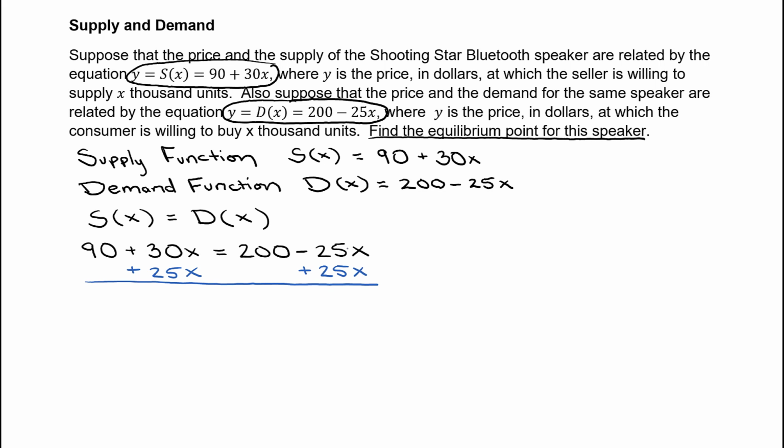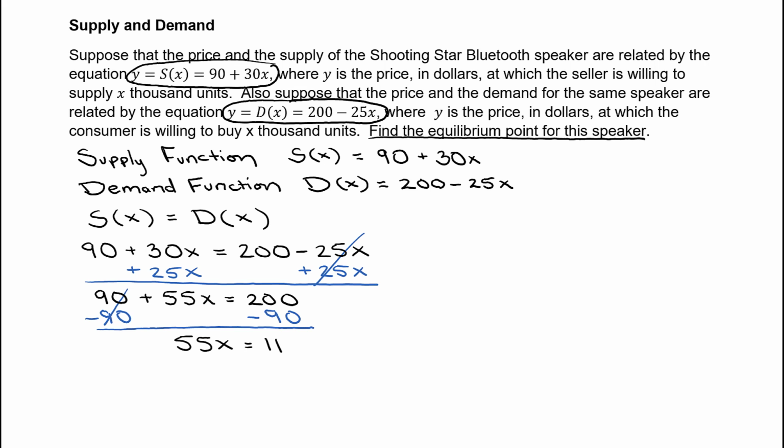So this is going to leave me with the following equation. I'm going to be left with 90 plus 55x equals 200. And that minus 25x and the plus 25x there, those will zero out. So I don't have to write down any x's on the right-hand side. Now I'm going to subtract 90 to both sides of the equal sign. So the 90s here on the left-hand side will zero out, and I'll just be left with 55x equals 110.